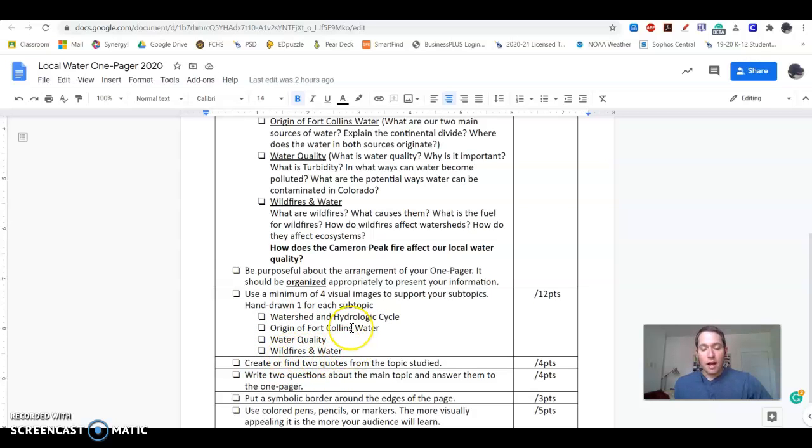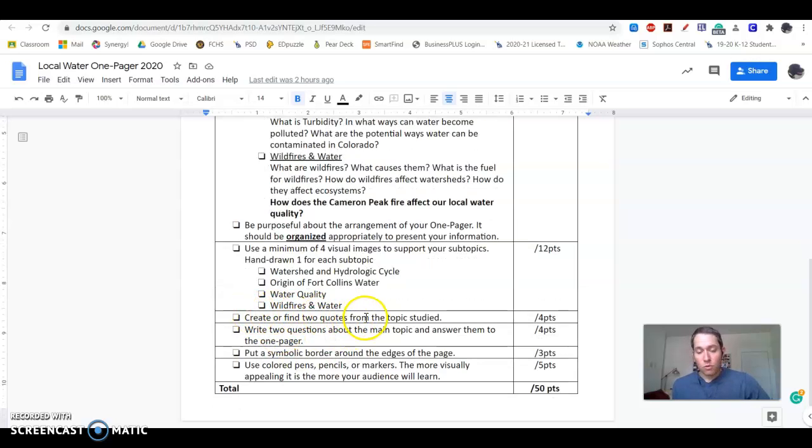And then other requirements, you'll have to find some quotes related to local water. Those could come from the resources that we've dug into, either videos, or it could come from the Google Slides. You will also have to have 2 questions that you generate, you make up, and their answers. You will have to have a border around your one-pager that is symbolic. Symbolic meaning it's somehow related to the topic of local water. And then it has to be beautiful. Colored pencils, pens, markers. You want to make it as visually appealing as possible. Okay. I will be going over and giving examples in class.